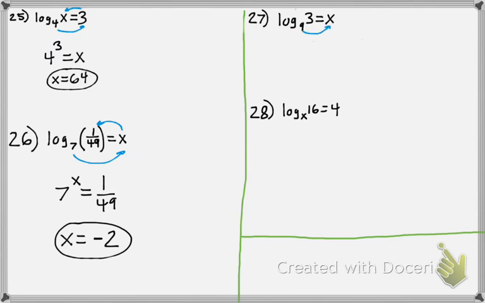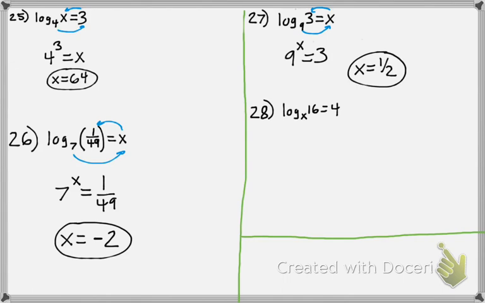it'll be 9 raised to the x is equal to 3. And to get from 9 to 3, you actually need to take the square root. And square roots as exponents are fractions. So 9 raised to the 1/2 is going to get you 3, because raising a number to the 1/2 is equivalent to taking the square root of it.